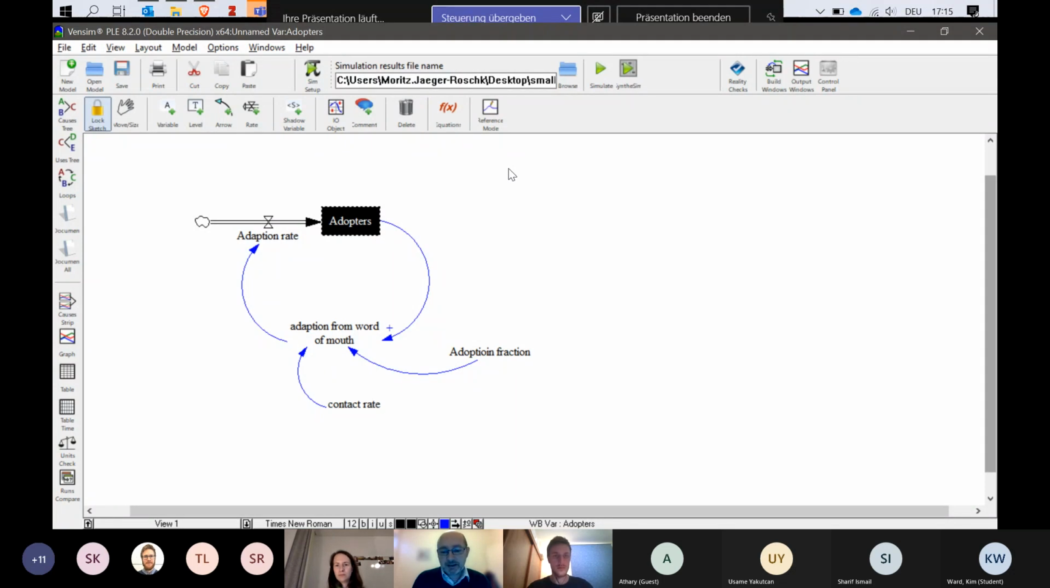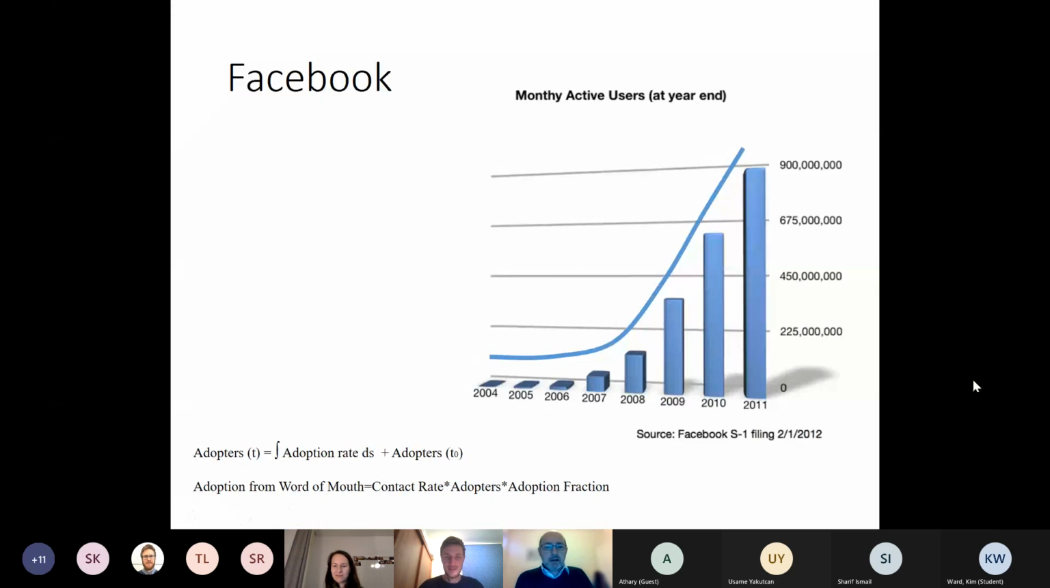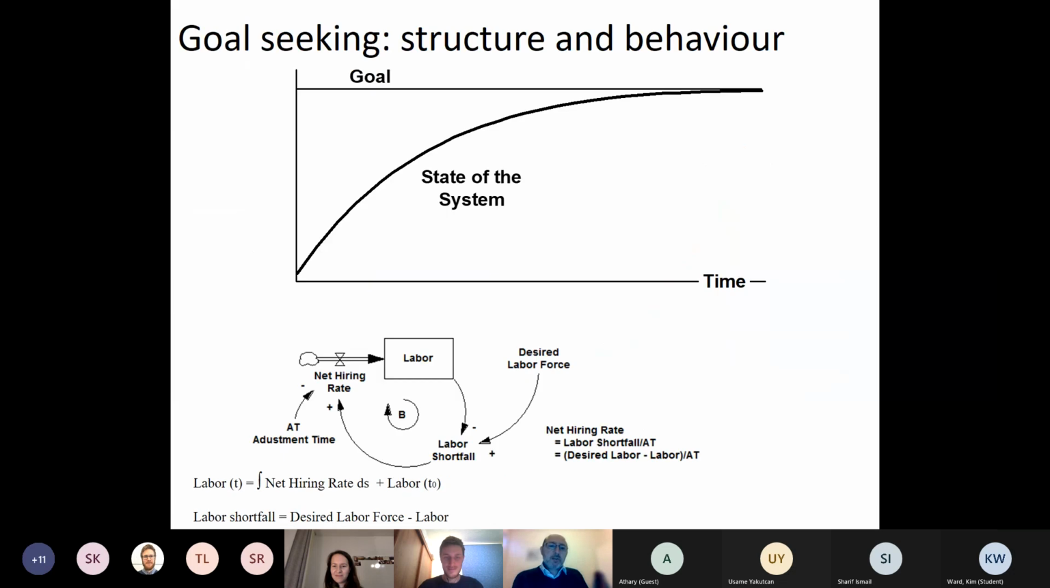We can go back to this in a moment, but for now, give me back the control, and I'm going to introduce the next part, which is looking at balancing feedback processes. With that, we are going to get into the concept of the goal-seeking structure, or balancing feedback loop.